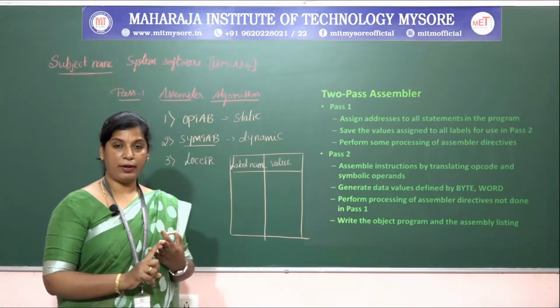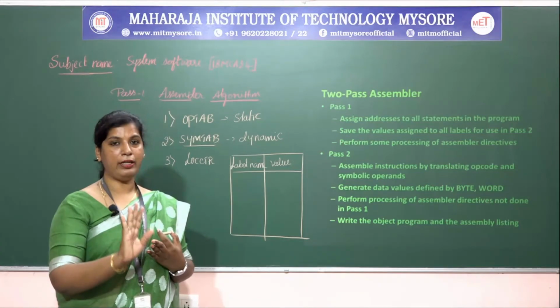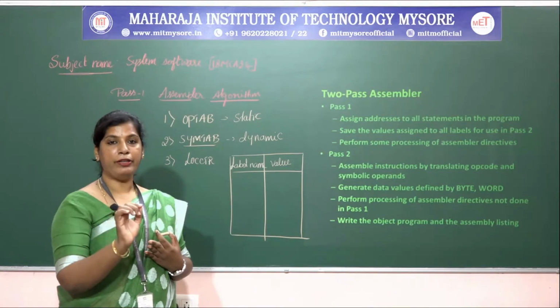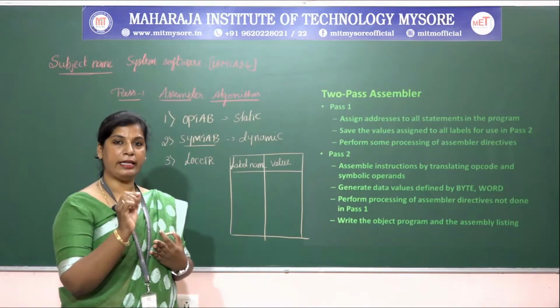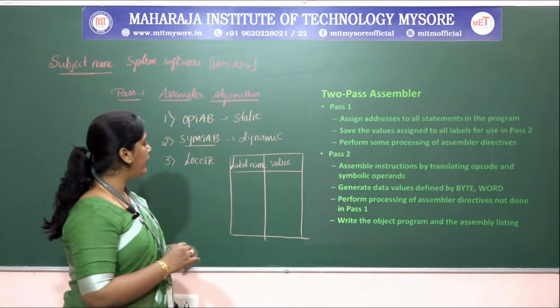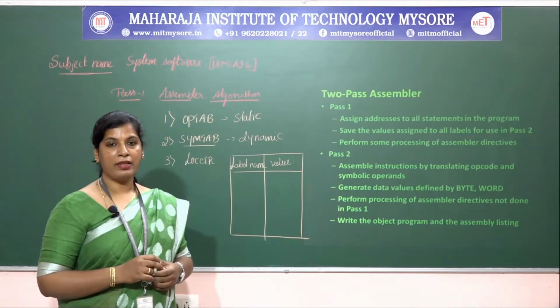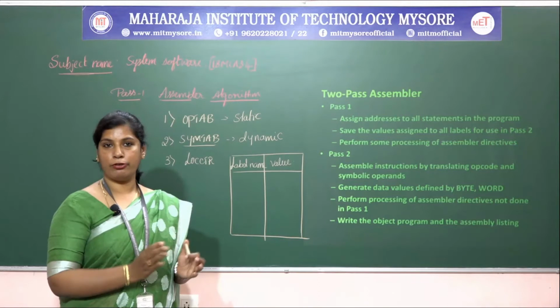During pass 1, it processes the label field and the mnemonic field. If there is any symbol in the label field, it enters that label name into the symbol table along with the location counter value. If no label is there, it skips that one.